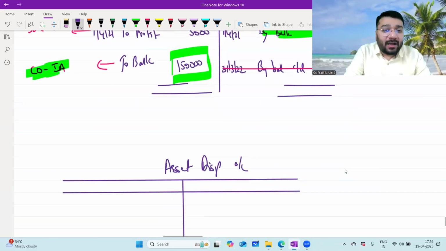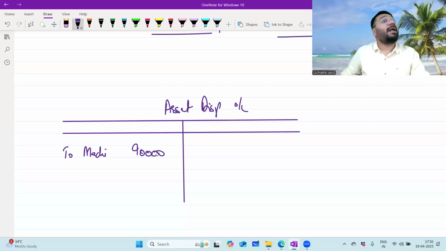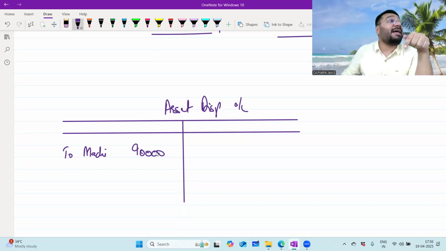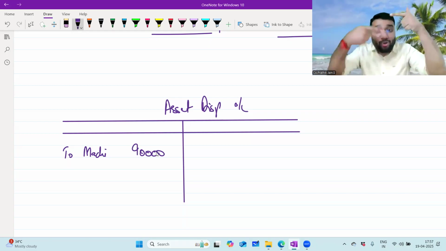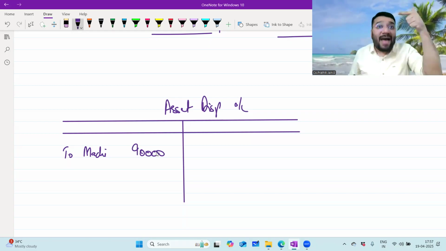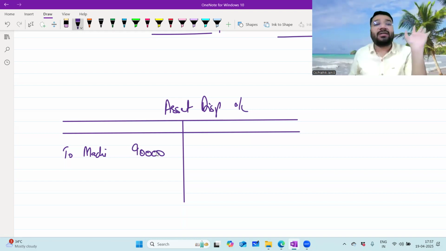And in the asset disposal account, what will be the entry? To machinery account, 90,000 rupees. Any problem with this? Now, entry 1, entry 2, entry 3, all the 3 entries will now happen in the asset disposal account. So what will be my journal entry? Depreciation to machinery disposal. Loss to machinery disposal. Profit means machinery disposal to profit. Bank means bank to machinery disposal. So instead of the machinery account, it is now going to be machinery disposal. That's all the change.